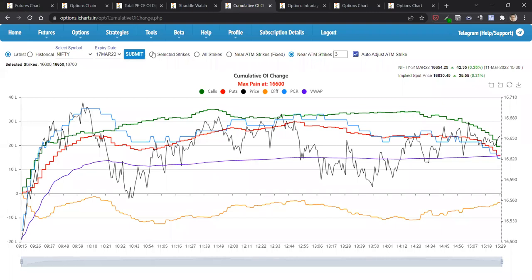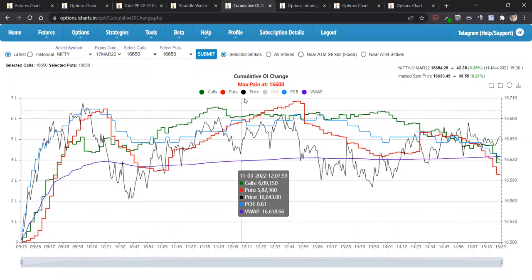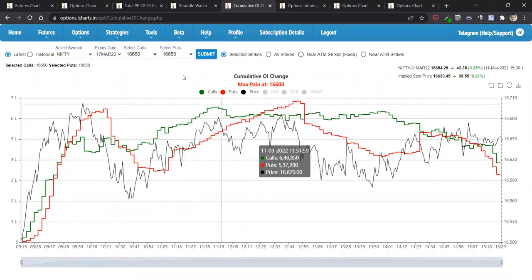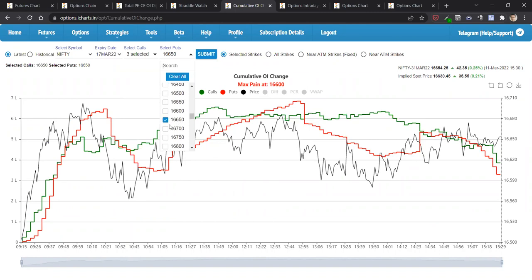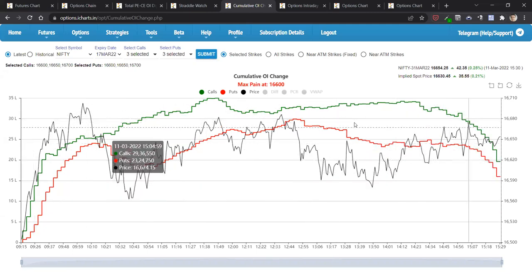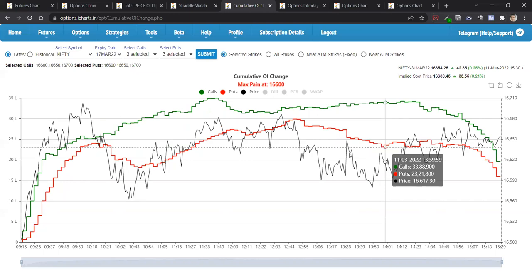Or you can do selected strikes here. In this, these two lines, the red and the green, will tell you what is happening. You can select your strikes here, multiple strikes. This will give a consolidated single view. Suppose I take these strikes here, 16,66,507. This will give you the combined cumulative OI change happening for these strikes. So this is the way to see this.